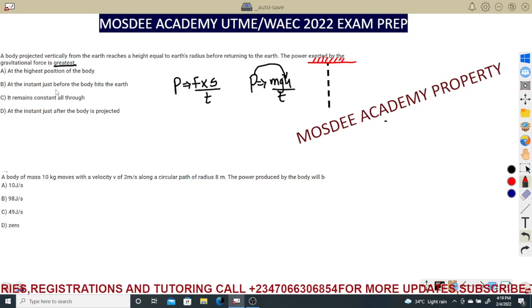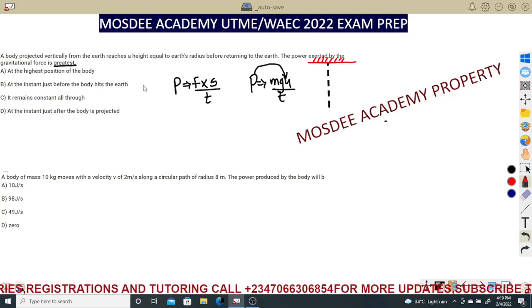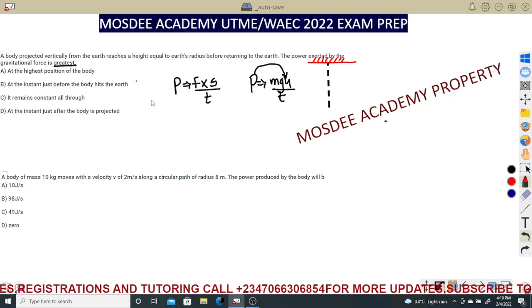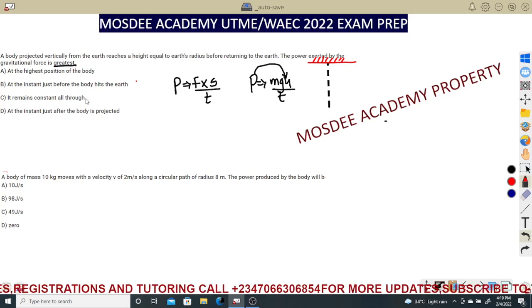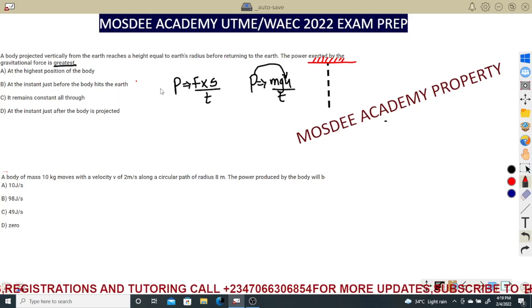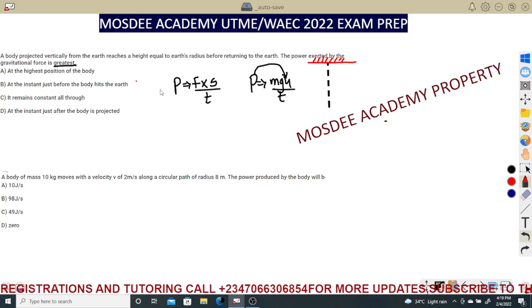Look at option B, at an instant just before the body hits the earth. That is it. What goes up must come down because of gravity. You have learned that. So at an instant just before the body hits the earth.